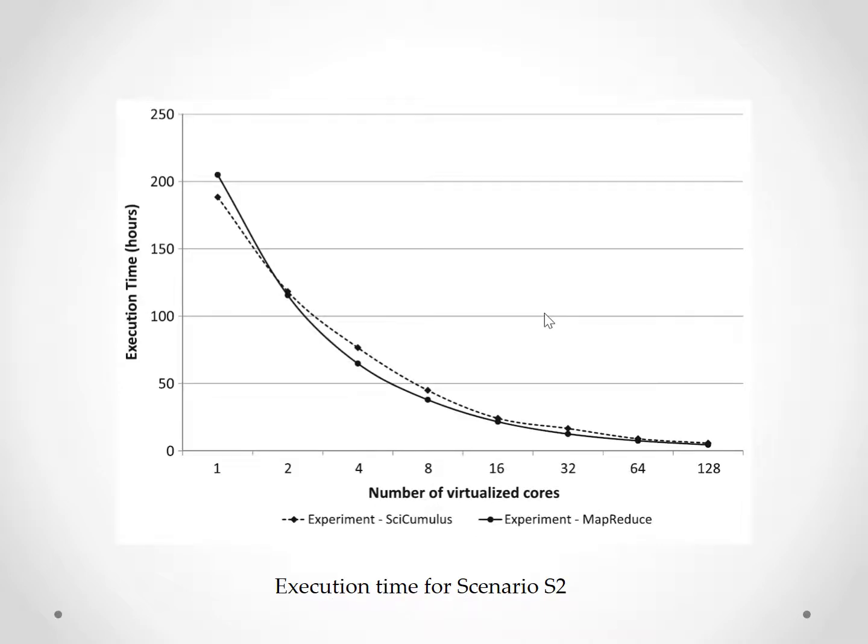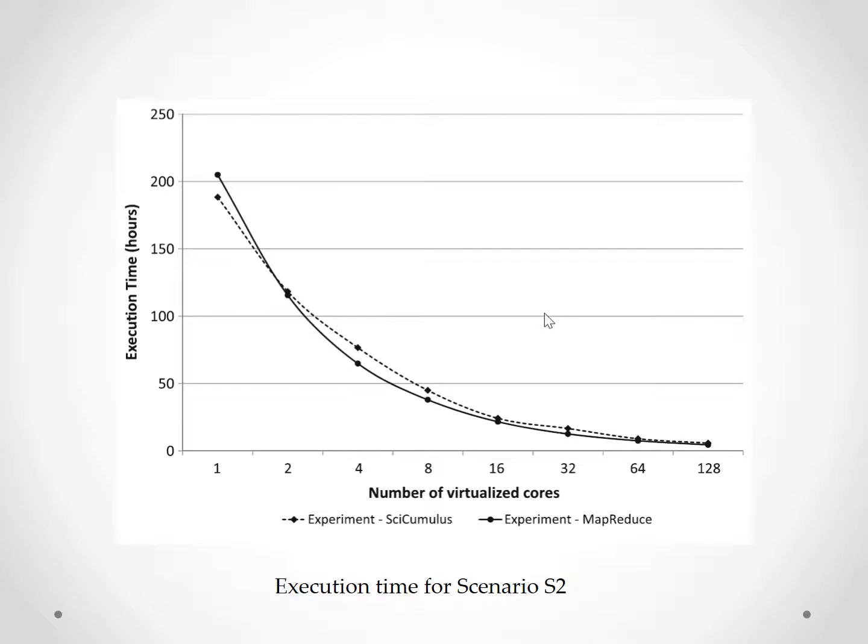Now this graph represents the execution time for scenario 2. As you can see, the x-axis has the number of virtualized cores and the y-axis is the execution time. The SkyCumulus graph is represented by the dotted line and Hadoop is represented by the plain line. Scenario 2 focuses on monetary cost by setting alpha 1's value to 0.05, alpha 2's value to 0.05, and alpha 3's value to 0.9.